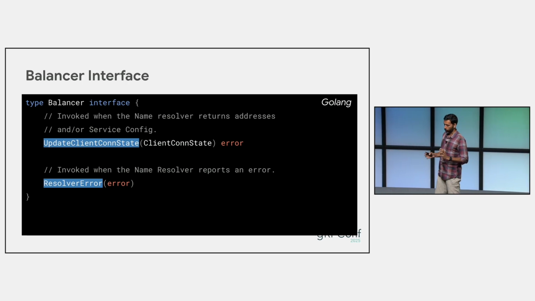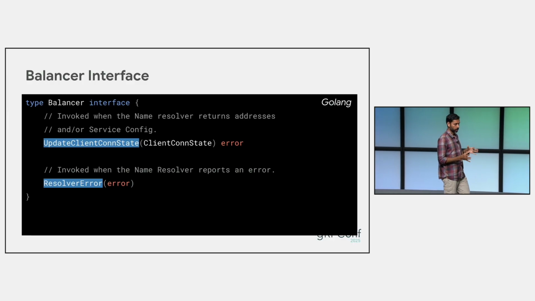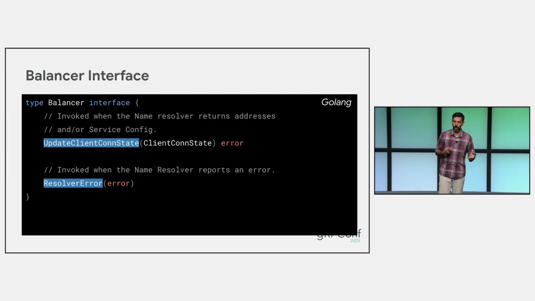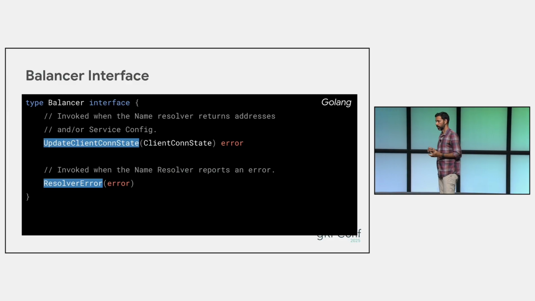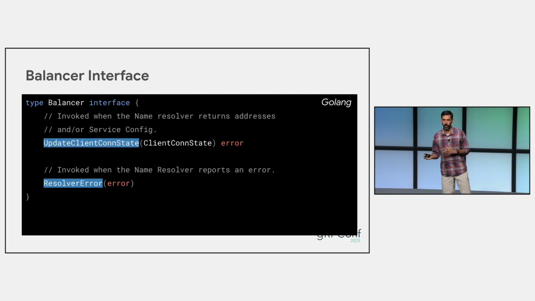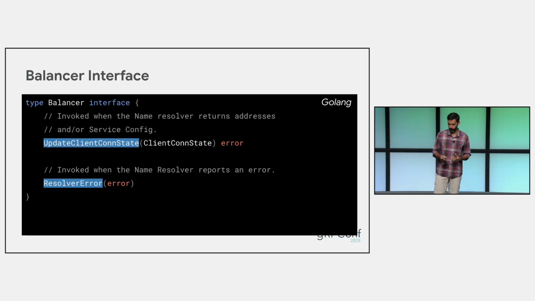One important thing to notice here is that gRPC guarantees that methods on this balancer interface will not be invoked simultaneously. This greatly simplifies the implementation of LB policies because now they don't have to worry about synchronizing their internal state when responding to events from the name resolver.